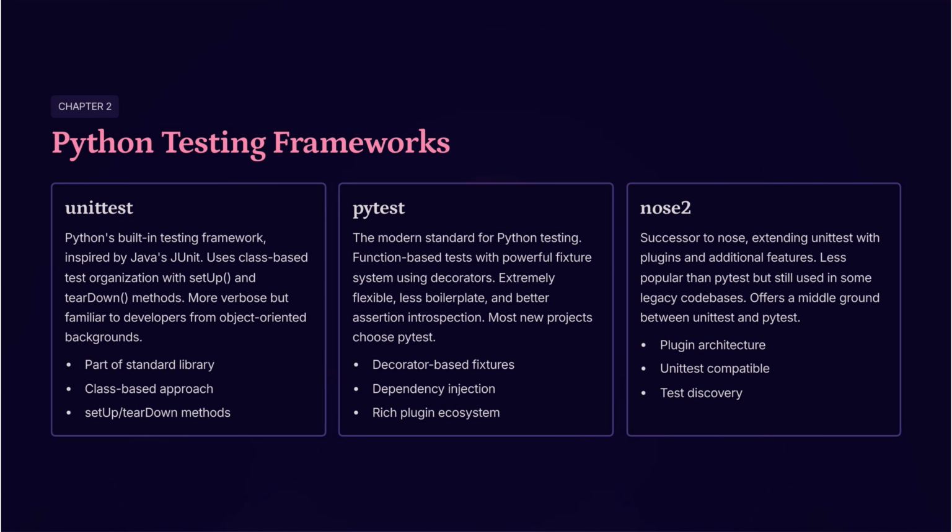Python's unittest framework, inspired by JUnit, organizes tests using classes with setup and teardown methods. It's part of the standard library, making it familiar to developers with an object-oriented background. In contrast, PyTest offers a modern, flexible approach with decorator-based fixtures and a rich plugin ecosystem, while Nose2 extends unittest with additional features.